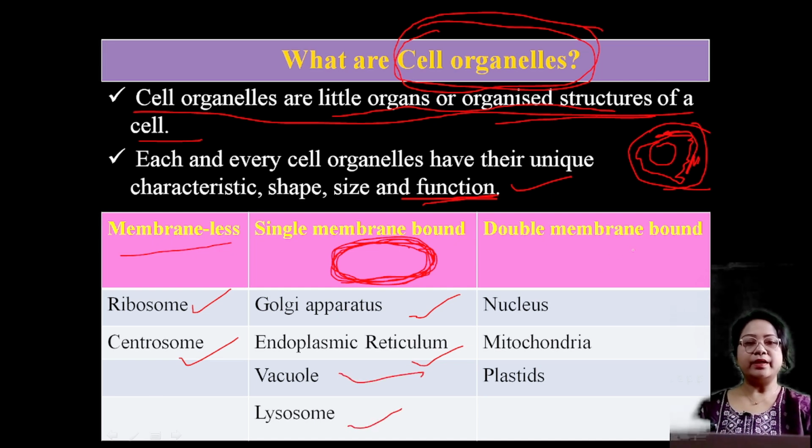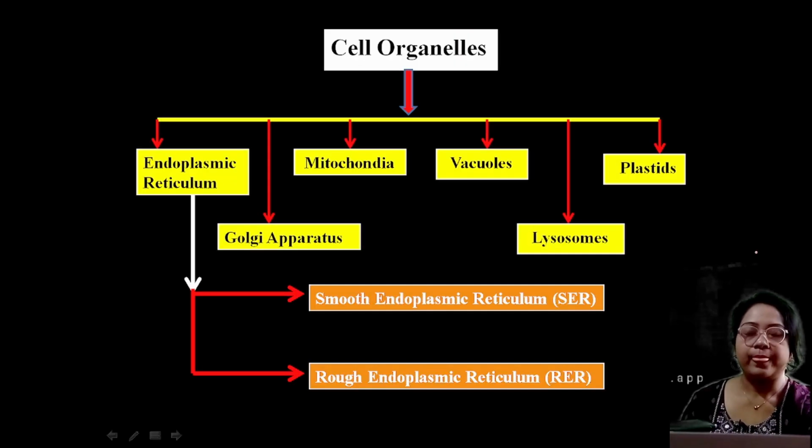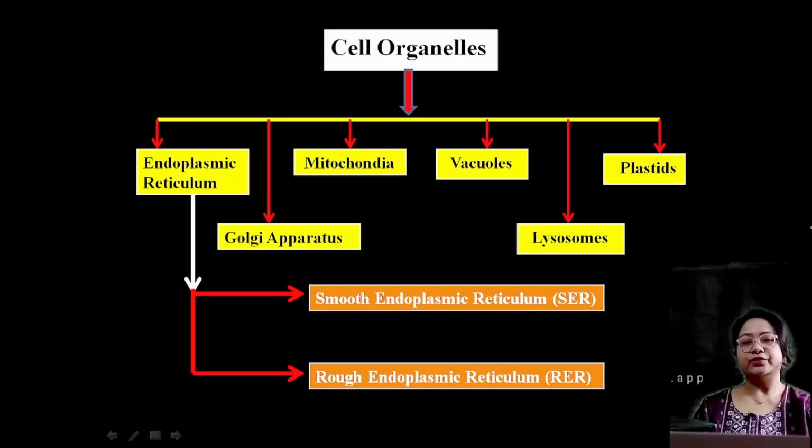Then double membrane bound structures. One is this one and the other is this one, so they will have two membranes, that means two outer coverings. Those are the nucleus, as I already told, then the mitochondria and plastids will also contain a double membrane. So I think this is very clear to you. Okay, now let's see the flow chart of those cell organelles.